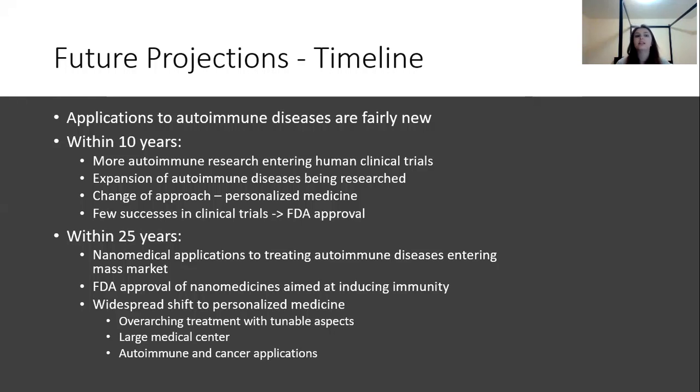Within 25 years, I see nanomedical applications in treating autoimmune diseases entering the mass market. So FDA approval of more nanomedicines aimed at inducing immunity instead of immunosuppressants. And also this widespread shift to personalized medicine. So focusing more, again, patient by patient, having an overarching treatment, but with tunable aspects for a case-by-case basis. And that's happening at the large medical centers. And having more autoimmune and cancer applications interconnecting, and successes in one being applied to the other, and more things like that.